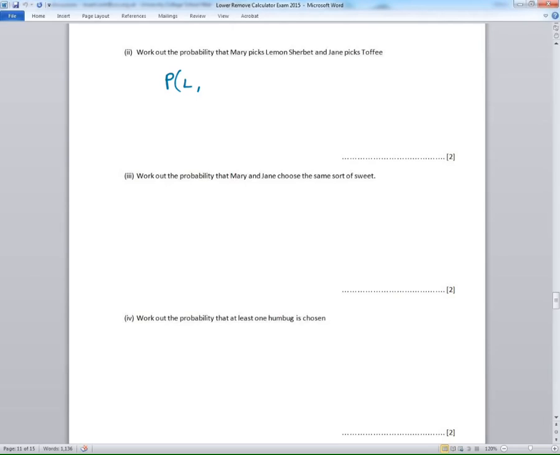Okay, so we're going to look at this question. What is the probability that Mary picks lemon sherbet, Jane picks toffee? This is a simple reading from your tree diagram question. Probability of lemon sherbet toffee, reading from your tree diagram, was just 1/12.